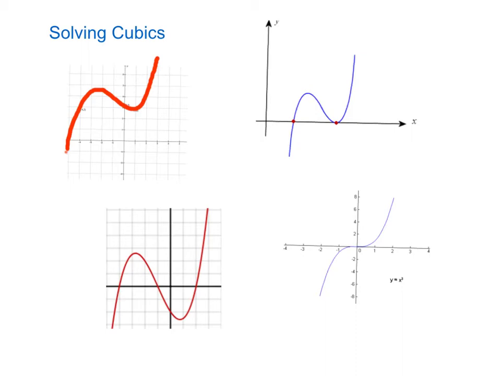So this cubic in the top left has got 1 real root, and it's got 2 complex roots, and those complex roots are going to come out as complex conjugates, x plus iy and x minus iy.